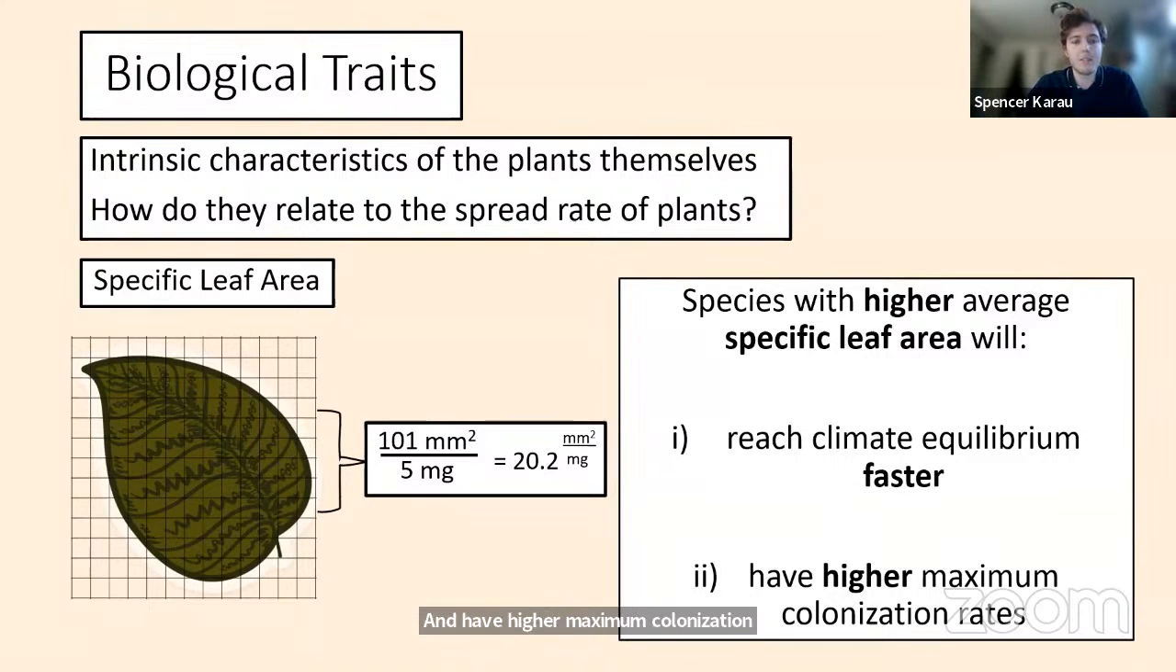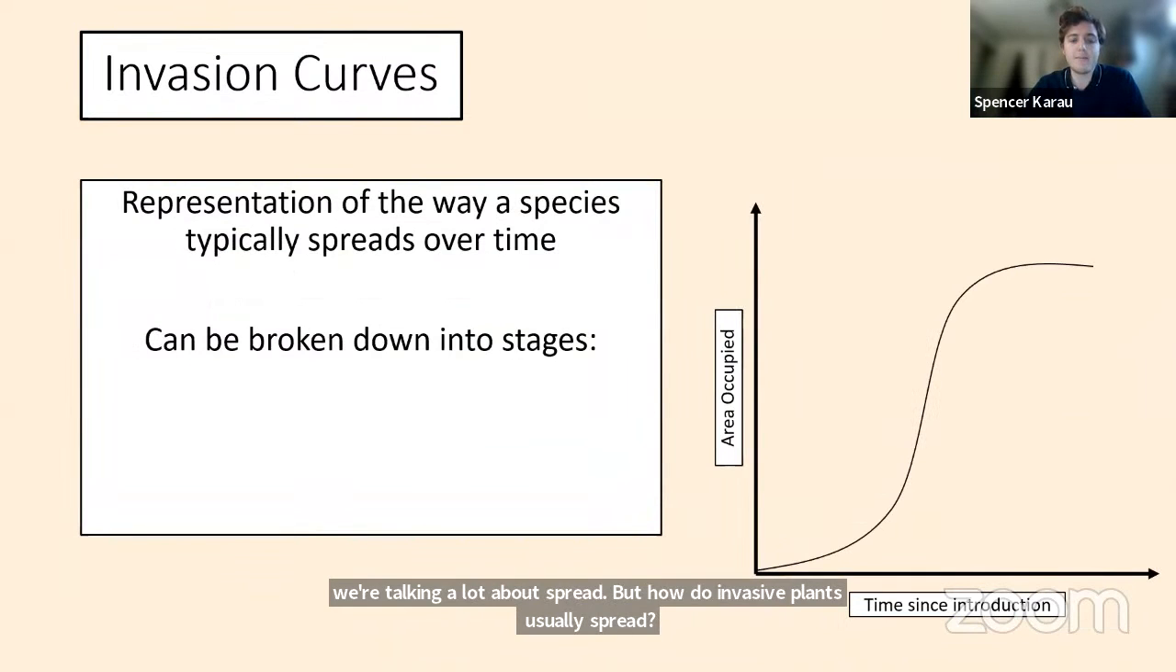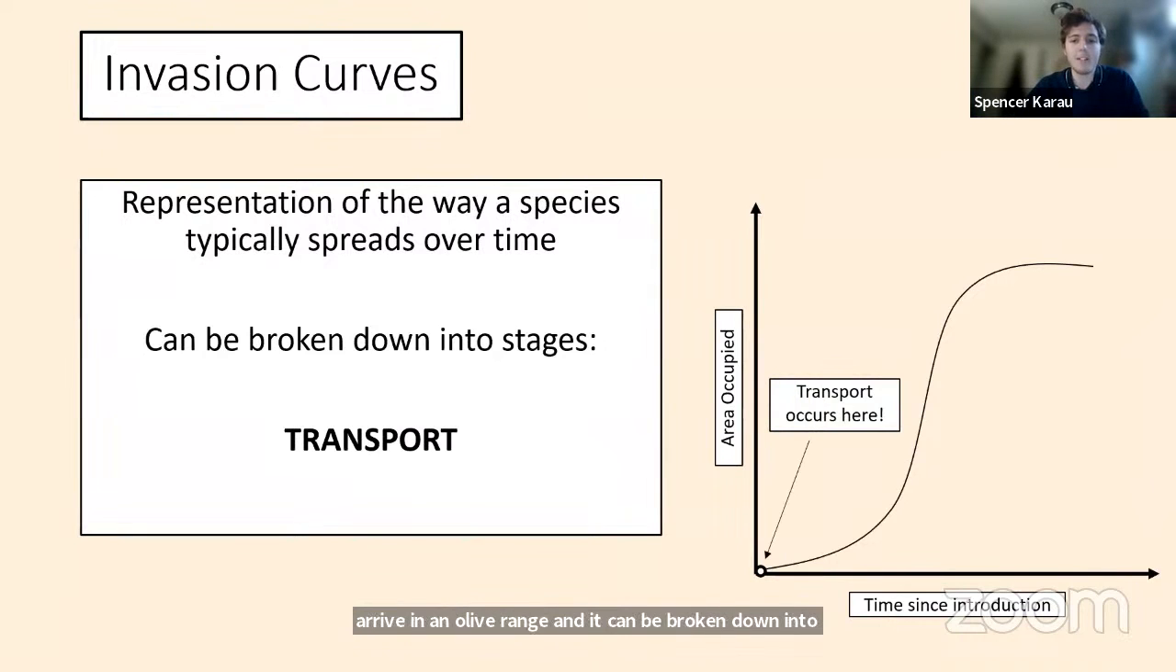Okay, so we're talking a lot about spread, but how do invasive plants usually spread? Well, they typically follow what's known as an invasion curve, and this is just a way to look at how these species propagate once they arrive in a novel range, and it can be broken down into several stages. The first thing that happens is transport, whether it's brought over on the bottom of a boat or brought over for ornamental purposes and escapes. A species somehow makes its way from its native range to North America.